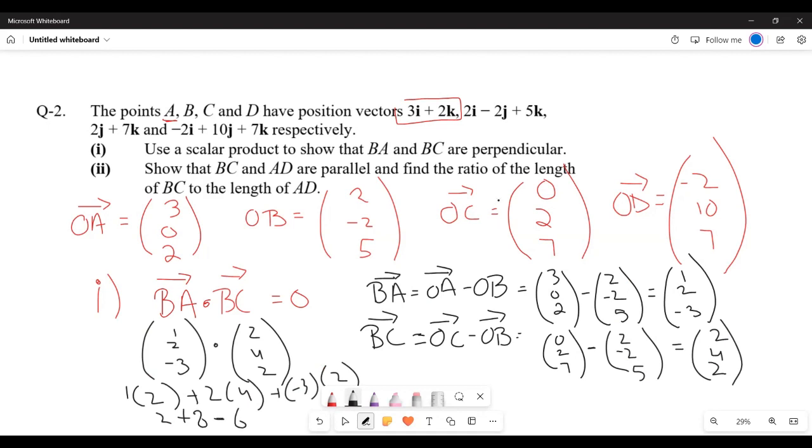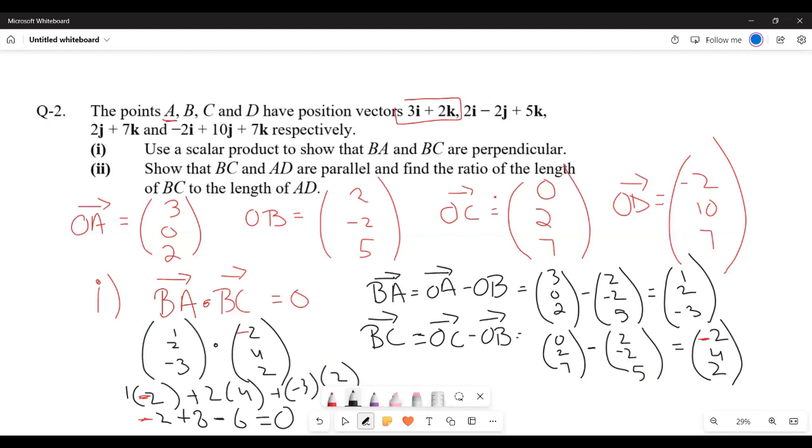So we get 1 times 2 plus 2 times 4 plus minus 3 times 2, which is 2 plus 8 minus 6. This is not coming to 0. Some sign went wrong. Let me just quickly check. Yes, this was wrong. It was supposed to be minus 2. 0 minus 2 is minus 2. So this would be minus 2 and minus 2. So now it is 0. So we've shown that since the dot product is 0, BA and BC are perpendicular. Okay, that was part 1.